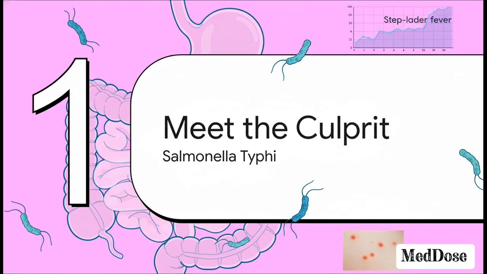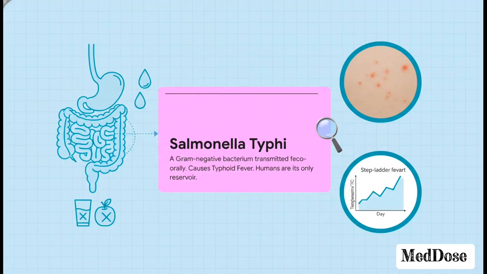Okay, Section 1. Let's meet the culprit. Before we can talk about the disease, we've got to understand the organism at the heart of it all, Salmonella Typhi. So what is this thing? Well, it's a gram-negative bacterium. It spreads through the fecal-oral route. Think contaminated food or water. But here is an absolutely critical exam fact. Humans are its only reservoir. It's a human-to-human disease, which has huge implications for public health.